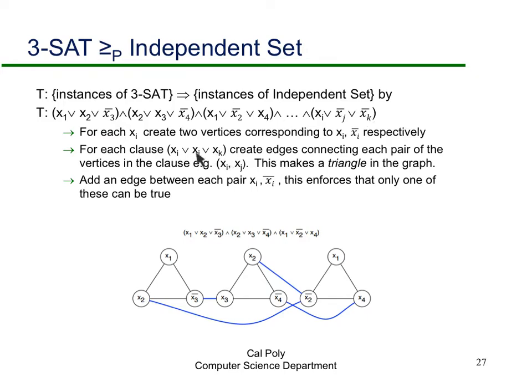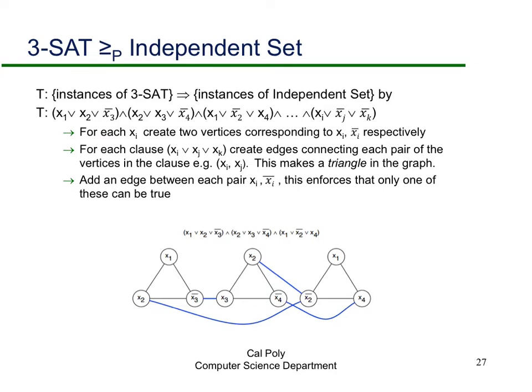For each clause, and this just stands for some typical clause, these could be xk bar, etc. Basically what we do is we create edges connecting each pair of the vertices, basically making a triangle. So for example, if we look at this first clause here, x1 or x2 or x3 bar, we're going to create this triangle with x1, remember that's a vertex that we've created, x2, and x3 bar. So for each of these clauses, we create a triangle. I didn't have the rest drawn, obviously.